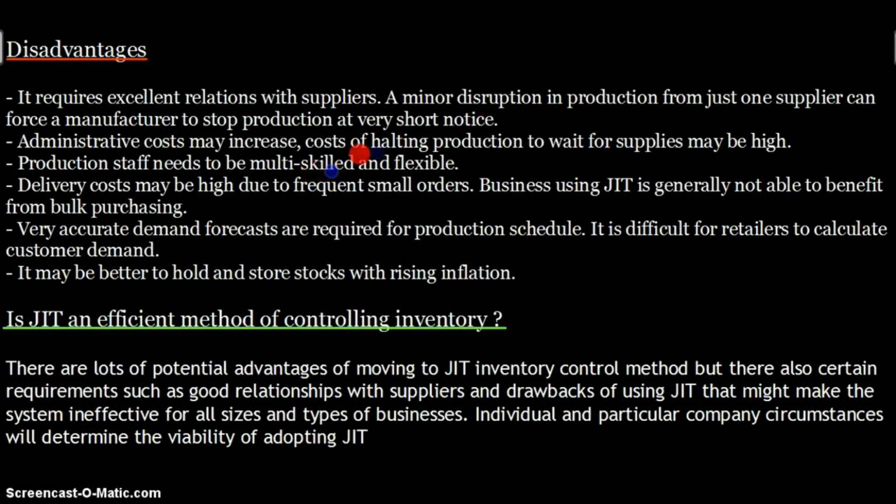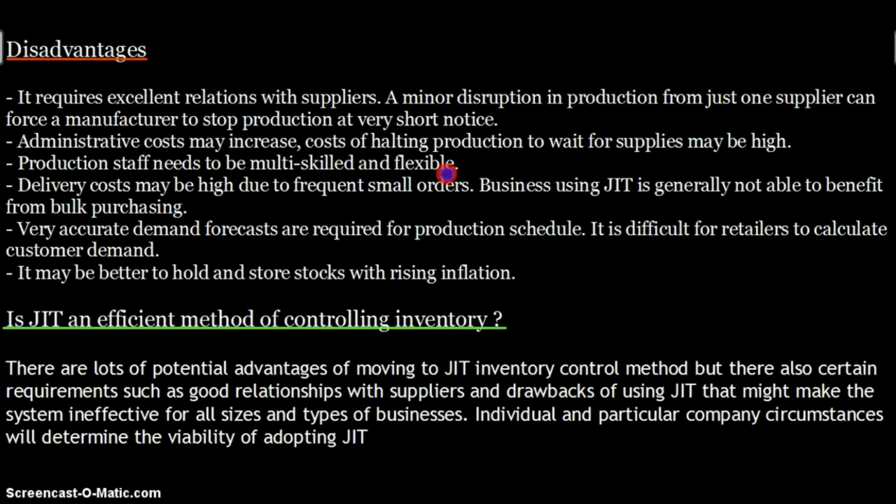Administrative costs may increase. The cost of holding production to wait for supplies may be higher. The administration of this management system will increase, of course, because there will be costs if you halt your production and wait for suppliers. And these costs may be high because you are losing potential sales if you are halting your production process. So your suppliers need to arrive as soon as possible.